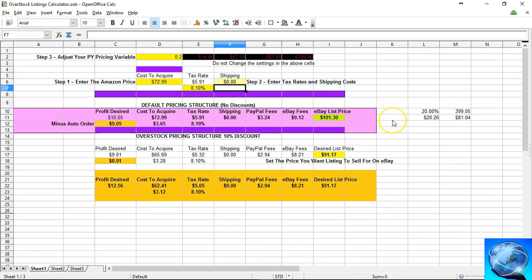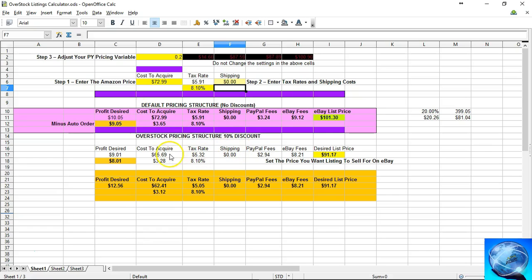Now, if I wanted to sell this on eBay, it says if I listed it at $101.30, I would make $10.05 profit. Straight off the bat, boom, right there. That tells me what I need to do if I'm not doing anything else. If I'm not using coupons or anything else, just like if I was listing something from Amazon. That's what I do. Okay?